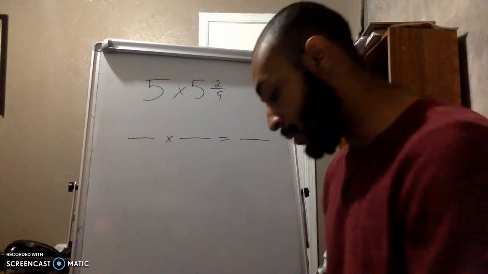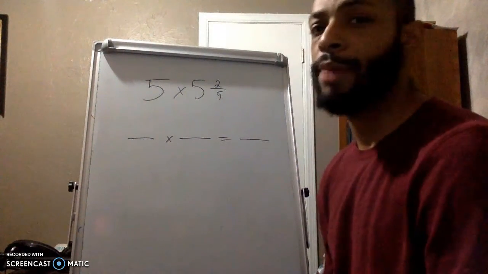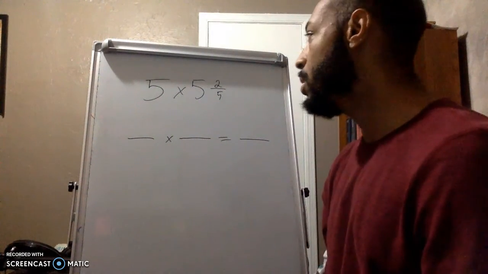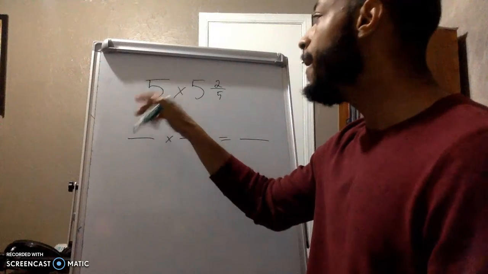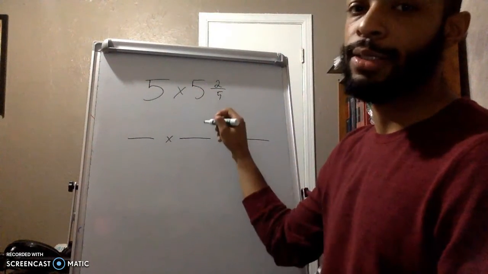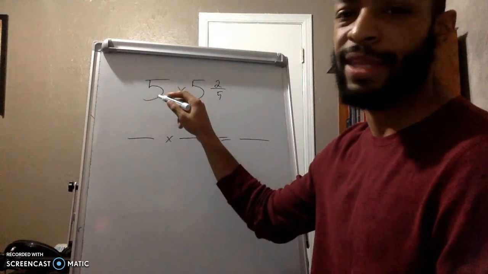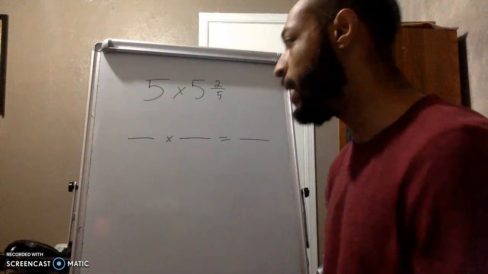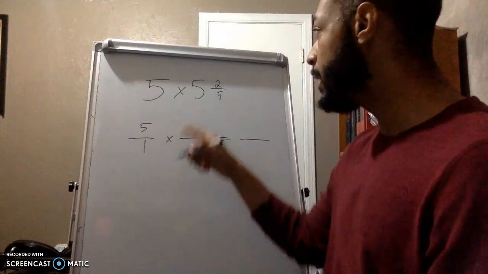So for our next problem, we have to do a whole number times a mixed number. In order to do this, because they look completely different, this has a fraction, this doesn't, we need to make both of these fractions. We need to make this an improper fraction, and we just need to make this just a fraction. We know that if we have a whole number, we can just put it over 1. So we'll go ahead and drop that 5 down, put it over 1.